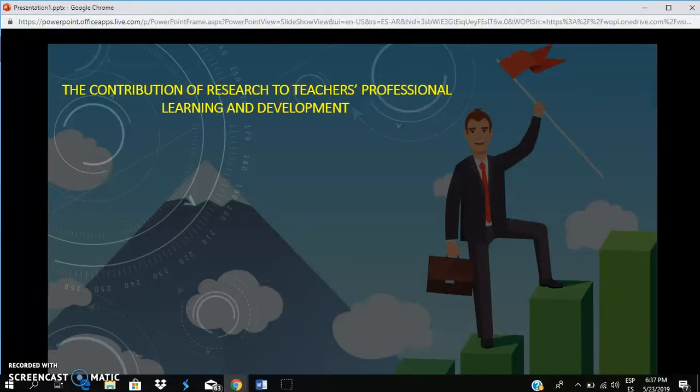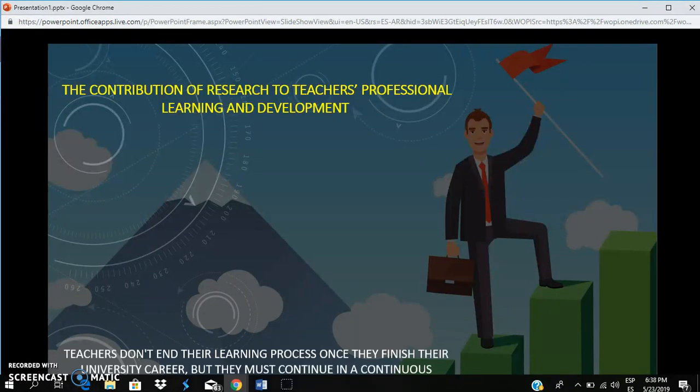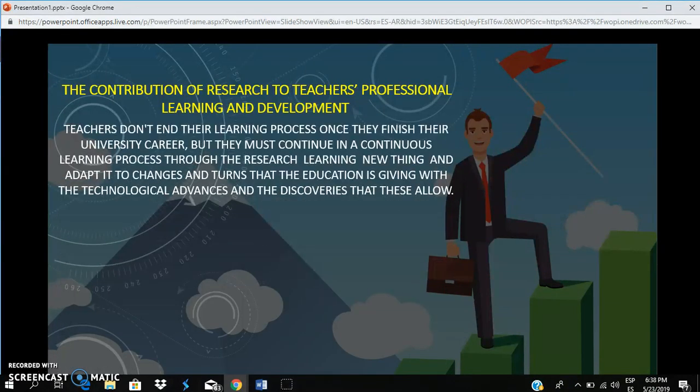The contribution of research to teacher professional learning and development. Teachers don't end their learning process once they finish their university career, but they must continue in a continual learning process through research, learning new things, and adapting to change, and ensure that their education is given with the technological advances and the discoveries that allow.